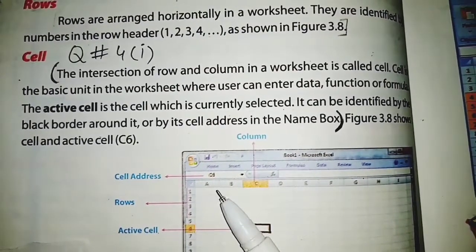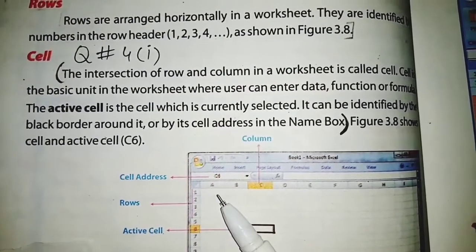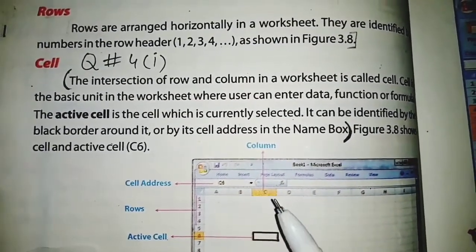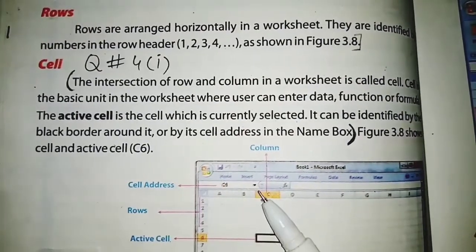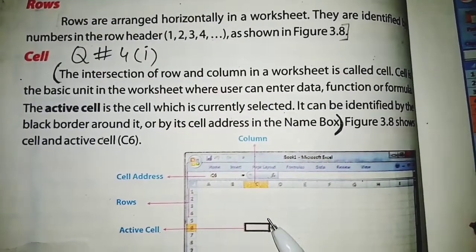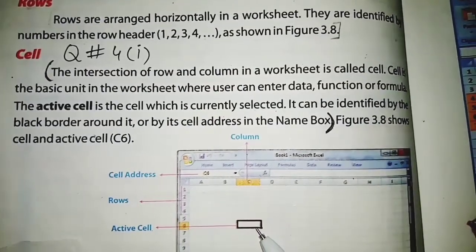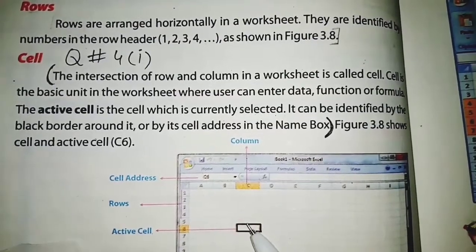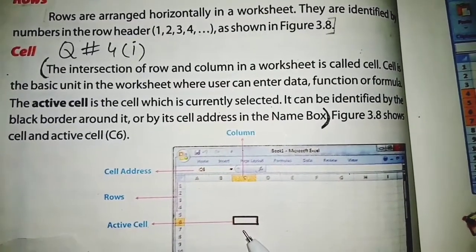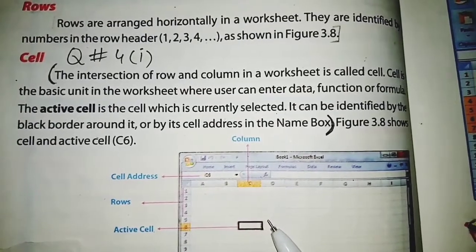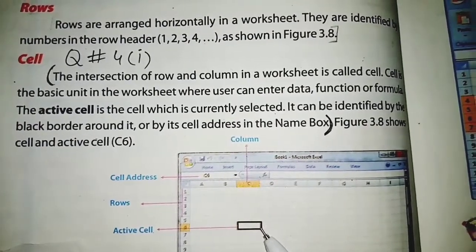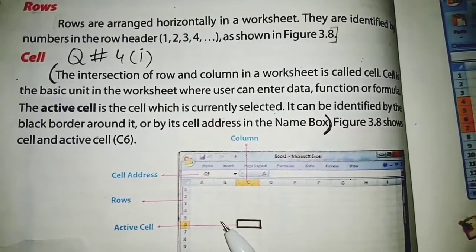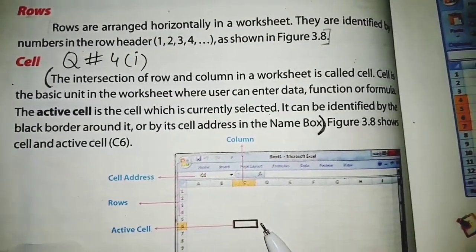Cell is a basic unit of a worksheet where we enter data, where we modify data, where we write formulas, where we write functions. There is an important term associated with the cell: active cell. Active cell is a currently selected cell, a cell in which data is currently being entered or is going to be modified. Usually this active cell is represented by a black border around it, and this black border shows that this cell is an active cell.